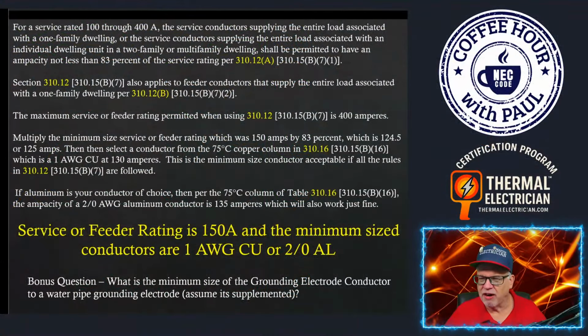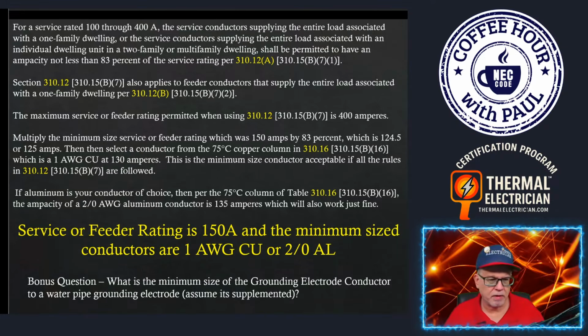All right. So in our case, 83% of 150 is 124.5. Or in our case, rounding up, it's 125 amps. Then we're going to select the conductor from the 75-degree column, because it is over 100 amps. Now, for the most part, we're going to tell you that it's THHN, THWN-2, that type of thing. But in this case, it's over 100 amps.